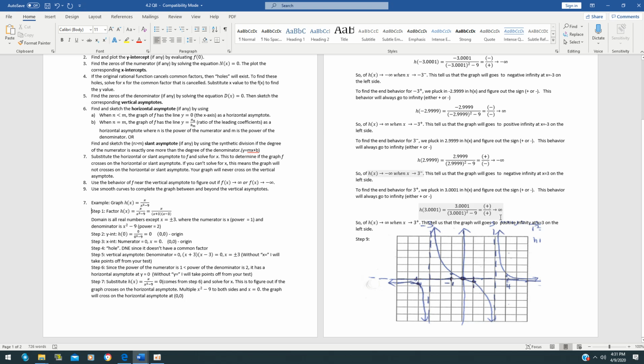So what we're going to tell here is for the function at 3 plus, this function will go to infinity, meaning it goes up. So this will go curvy like this, and it will never cross your vertical and horizontal asymptotes, because we already proved that the only point where you cross the horizontal asymptote is at 0. And do not forget, your rational functions will never cross your vertical asymptote. So this is the graph, step 9. This is how we graph this rational function for question 7, h of x equals x over x squared minus 9.